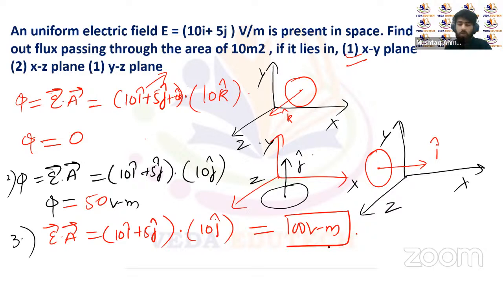So it's important to know the direction of the area vector. That's very important before calculating the flux in vector form, if the electric field is given in vector form, particularly for a uniform electric field.